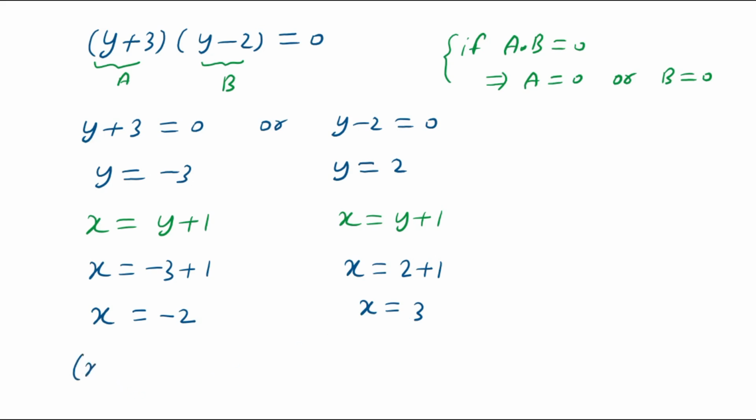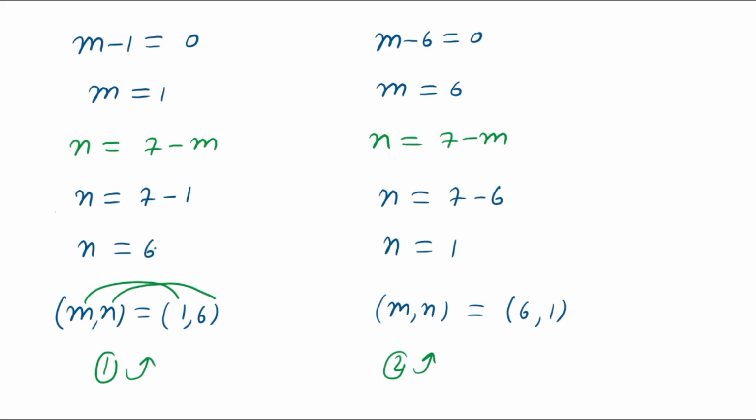So our first solution x comma y is equals to: value of x is minus 2, then value of y is minus 3. And second solution x comma y is equals to: value of x is 3, then value of y is 2. This is the first solution and this is the second solution. Now solve case second.